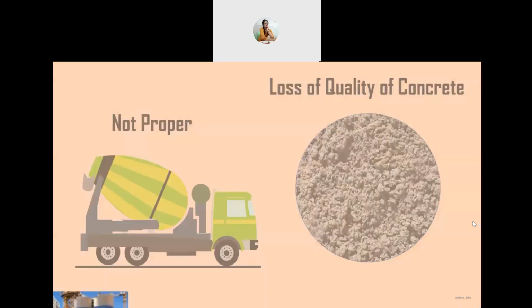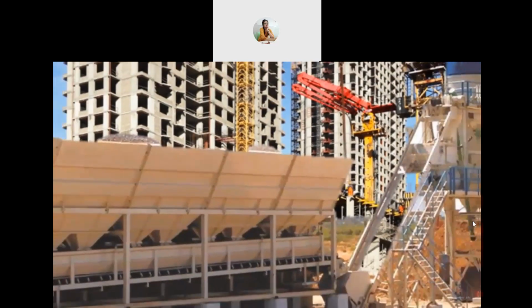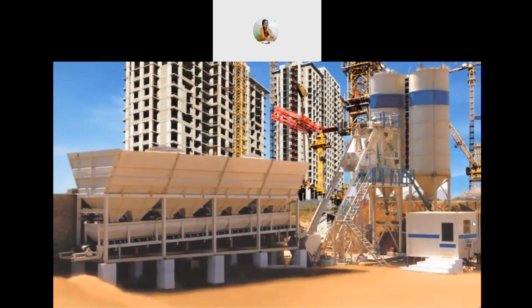In recent times, for large construction works, a small batching plant is set near the construction site where transit mixers may not be required.